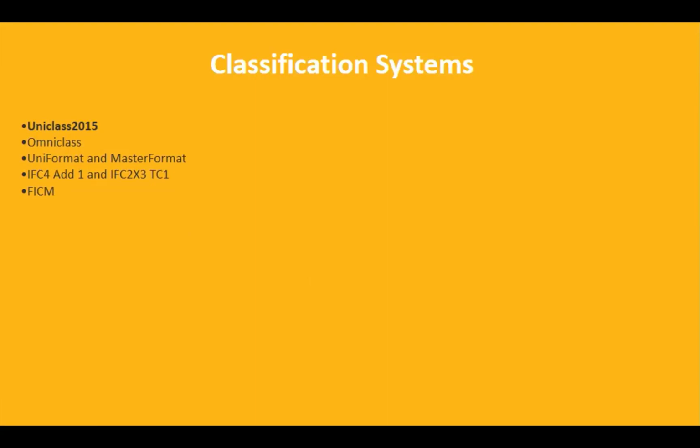But there's also a kind of competing classification system called OmniClass. You might also hear about Uniformat and Master Format, and then some of the other main ones in the IFC side, IFC4 add 1 and IFC 2x3 TC1, and then FICM. Now there's lots and lots of others, and really depending on what it is that you're using it for, you might hear about others. Some of the building services, for example, use quite specific classification systems themselves, but Uniclass definitely does allow us to actually address most of them ourselves.